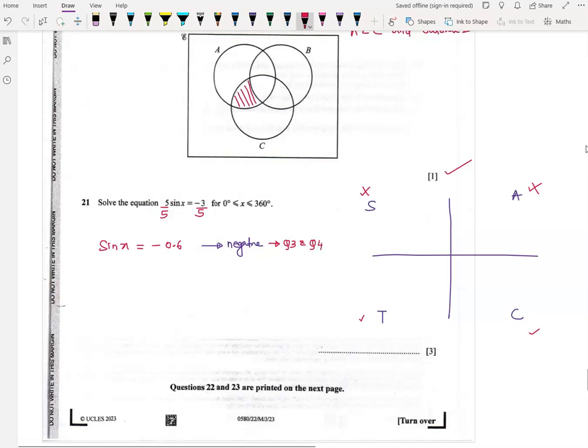Okay, let's continue. So to find the value of x, you take the inverse. So x equal to sine inverse of negative 0.6. Let's do it in the calculator.